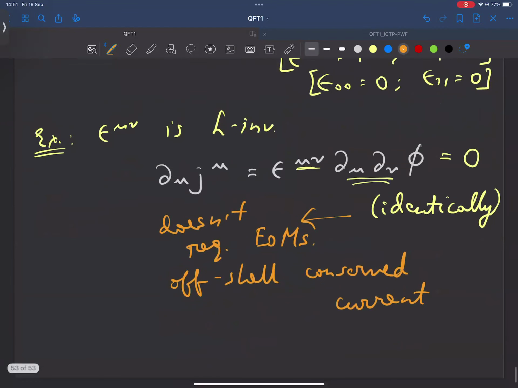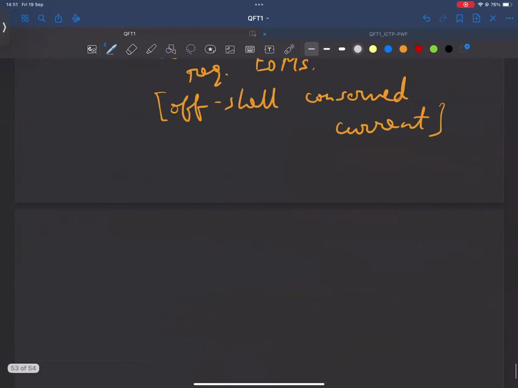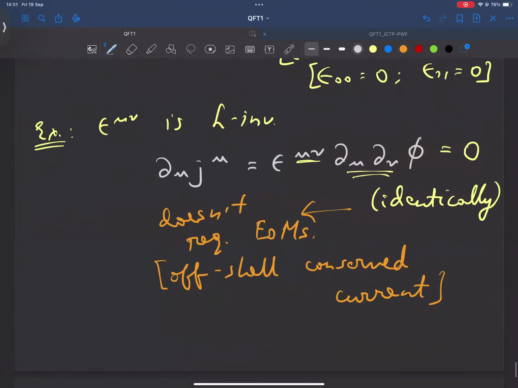Again, this bypasses the whole Noether procedure. This doesn't require the equations of motion. It in fact doesn't require an action or a Lagrangian. We just constructed a current and it's 0 just by identity. And you can in fact generalize this to, let's say, vector fields.